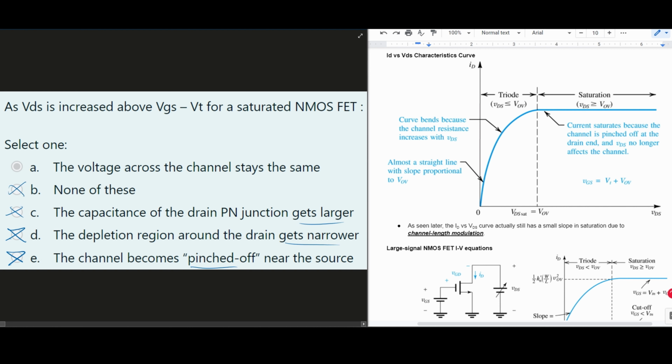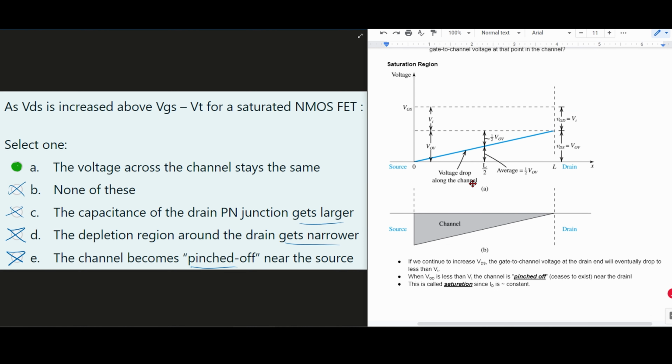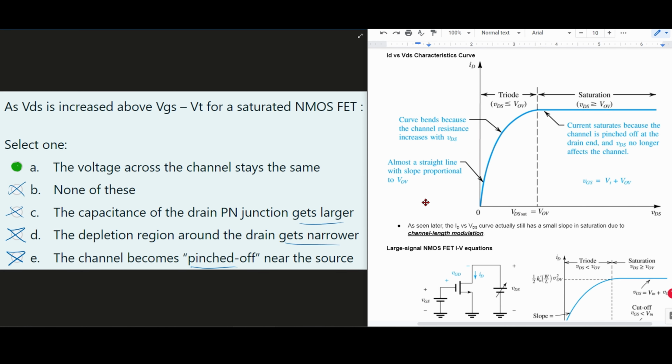So it's not going to be none of these because it's actually A. It is the voltage across the channel stays the same. And we can tell that from the first picture that we were looking at, which was this one. We can look at right here, it would go flat, but right here is where we can tell. Once our VDS is greater than our VOV, we are going to get this. And so that's how we would look at this problem.